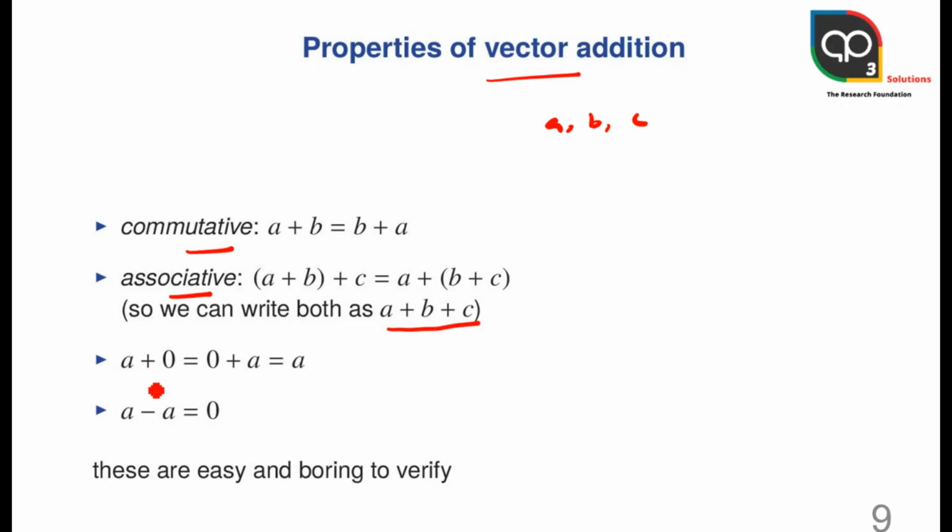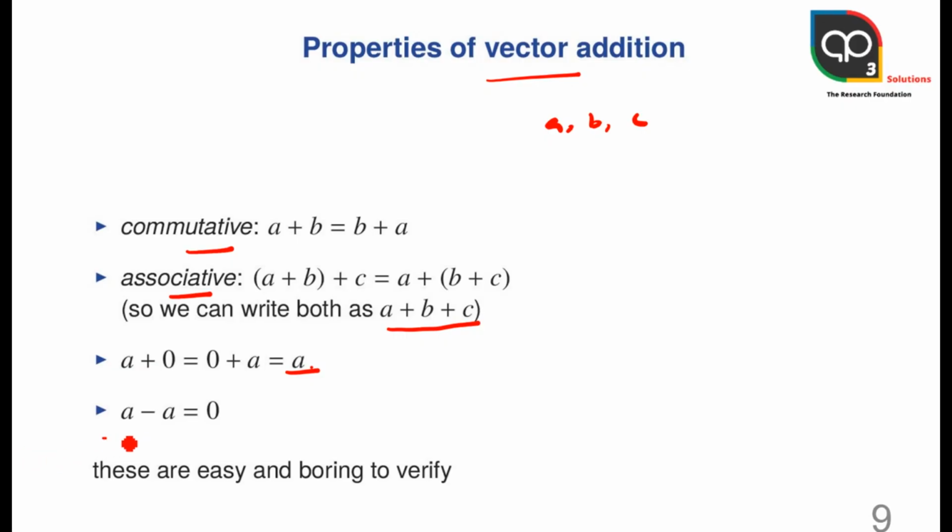And here A plus 0, which is equal to 0 plus A, which is A. Yes, adding the 0 vector to a vector has no effect. This is an example where the size of the 0 vector follows from the context. Yes, it must be the same as the size of A.